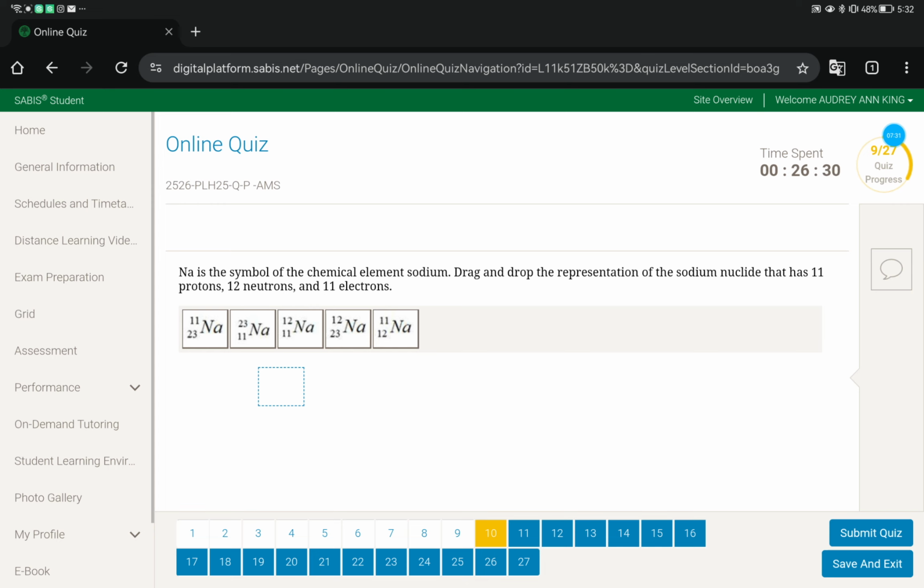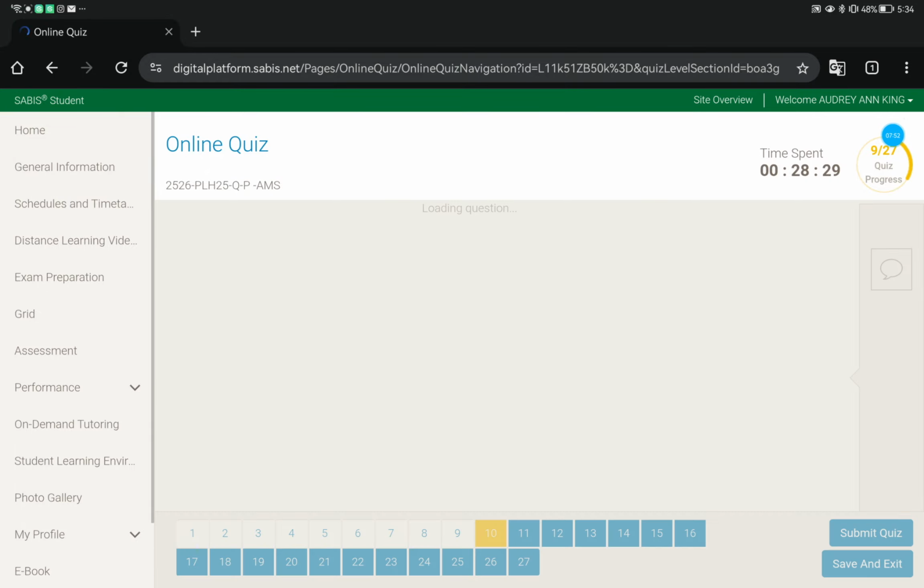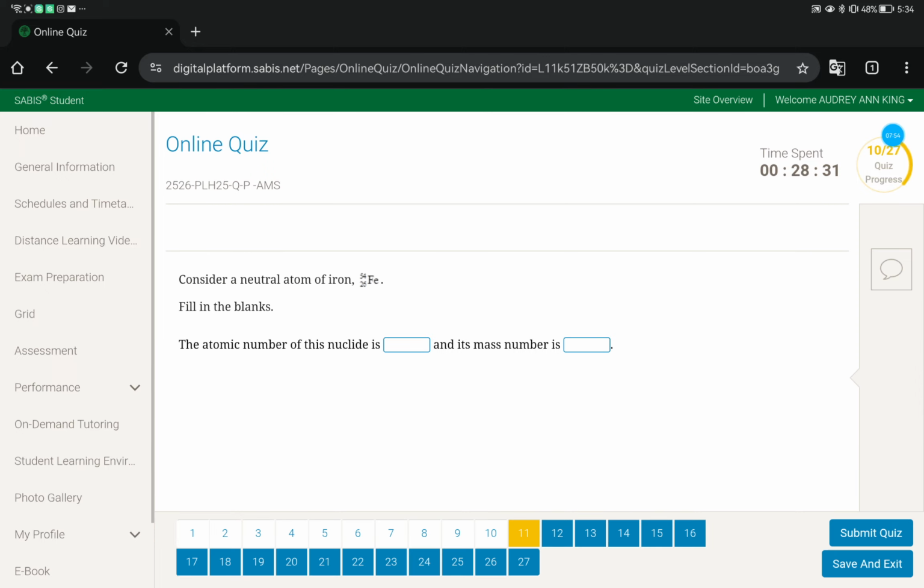Na is the symbol of the chemical element sodium. Drag and drop the representation of the sodium nuclide that has 11 protons, 12 neutrons, and 11 electrons. It's 23 and 11, because we know there's 11 protons, so that immediately goes to the bottom. Then there's 12 neutrons and 11 electrons, so you just add those two.